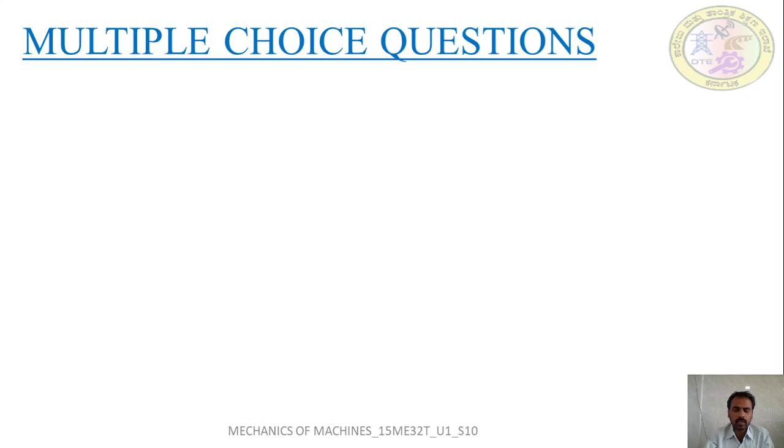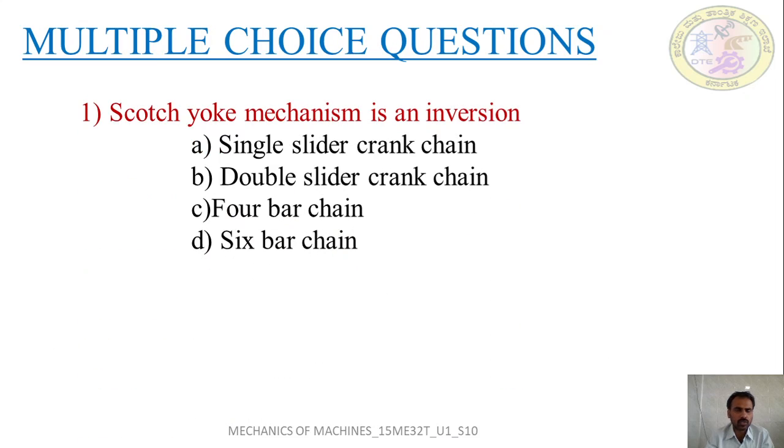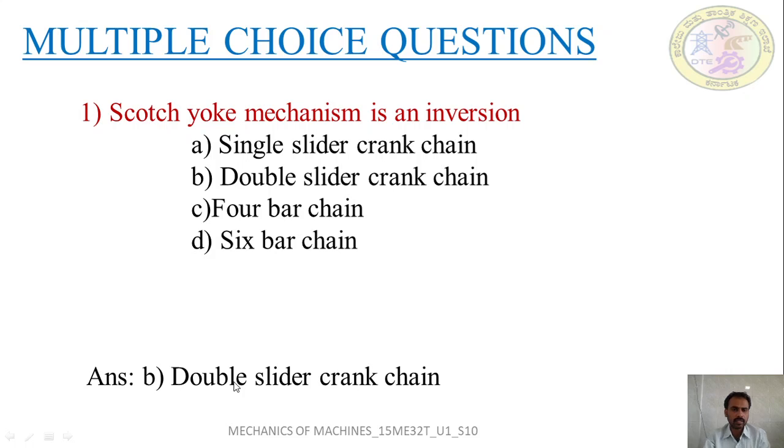So let us see the MCQs, or multiple choice questions, of this session. The first one is: Scotch-Yoke mechanism is an inversion of single slider crank chain, double slider crank chain, 4-bar chain, or 6-bar chain. So what is the answer? The Scotch-Yoke mechanism is an inversion of the double slider crank chain.